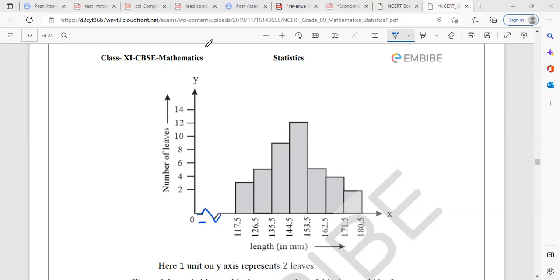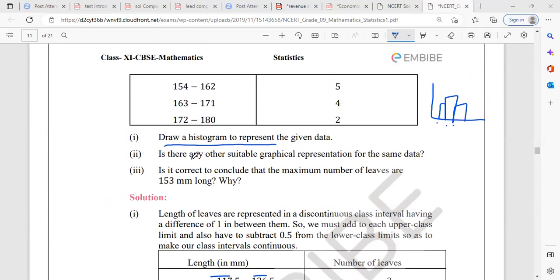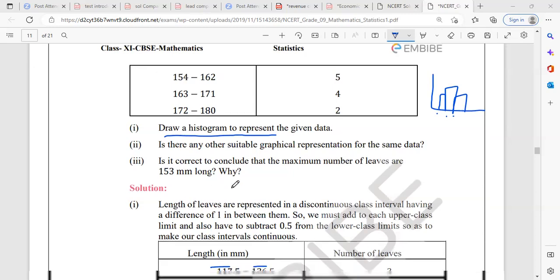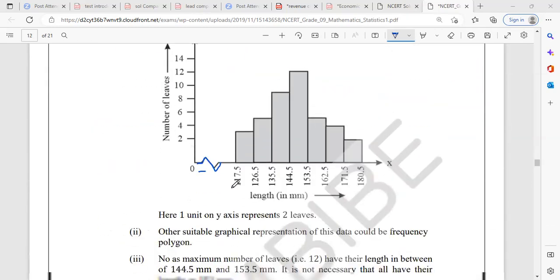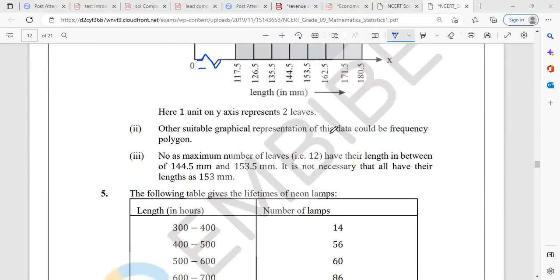I'm done. Okay. Now, the second one, what was the second question over here? It was, is there any other suitable graphical representation for the same data? Then, is it correct to conclude that the maximum number of leaves are 153 millimeters long? So over here, another suitable graphical representation of data could be a frequency polygon only.